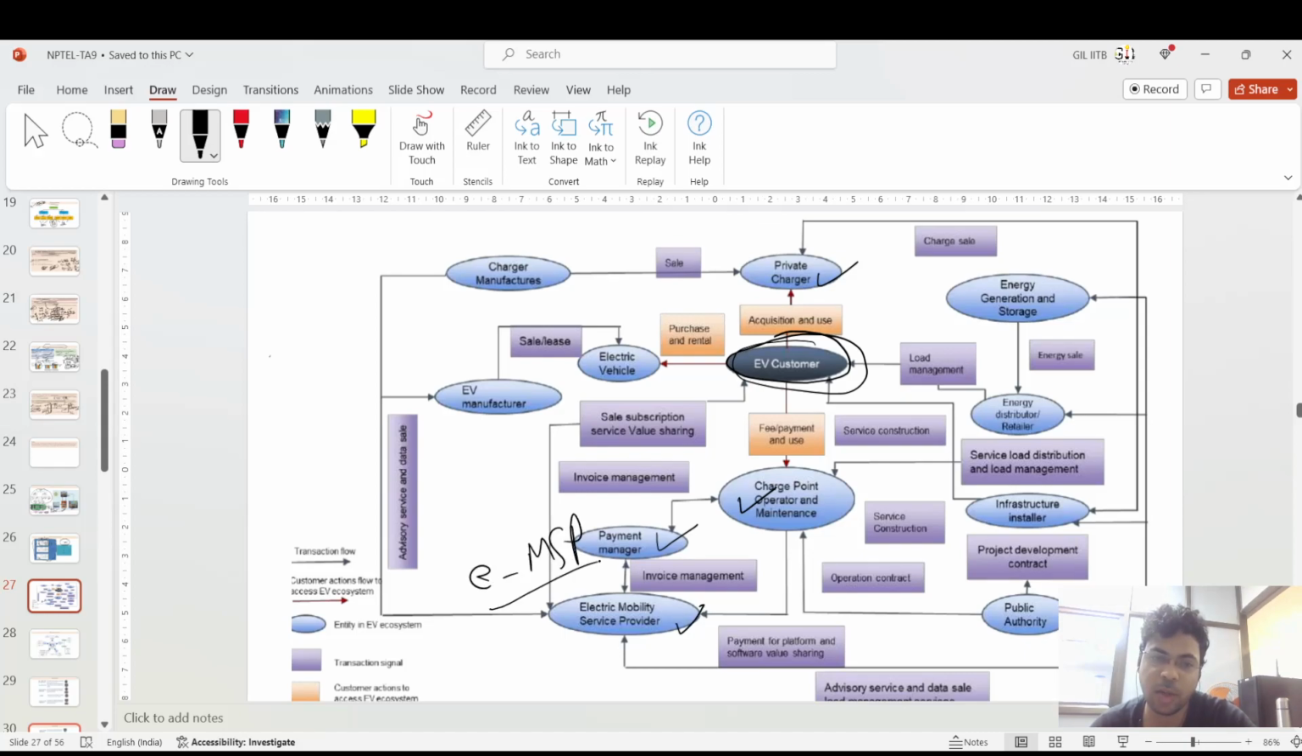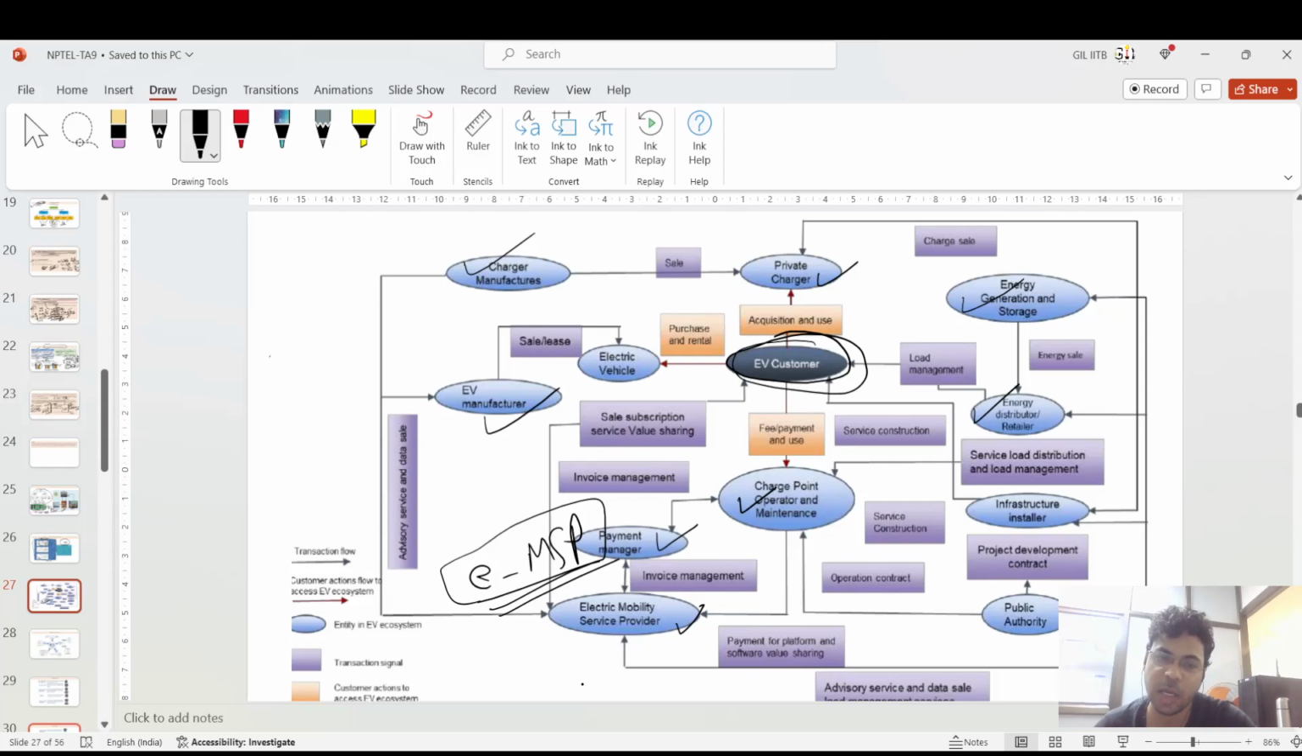There is also a payment manager, and the electrical mobility service provider, EMSP. Suppose you are living in Mumbai and you have to travel to Jabalpur. In between, for charging your electric vehicle, if there are certain chargers belonging to Tata, for that you need an EMSP, that is the electric mobility service provider. And there are certain authorities, such as the Discom, the energy distributor, energy generation and storage, charger manufacturers, and EV manufacturers. So there are multiple stakeholders involved in electric vehicle supply.